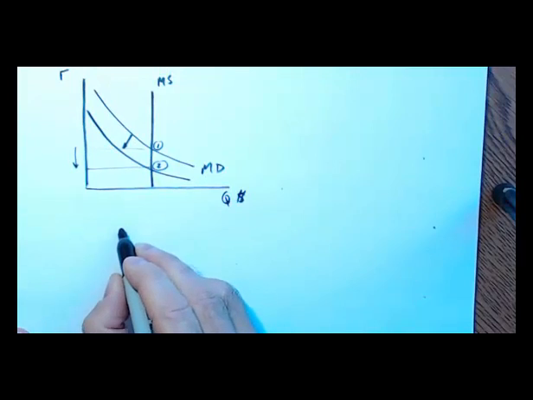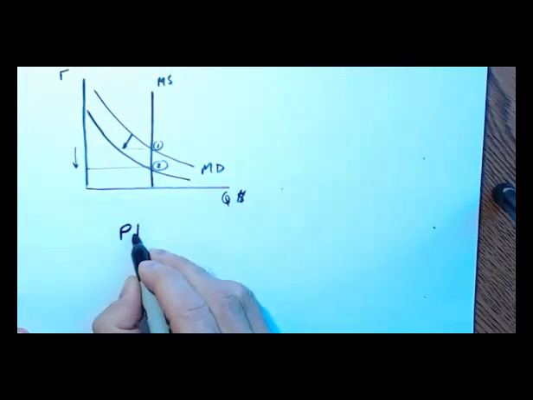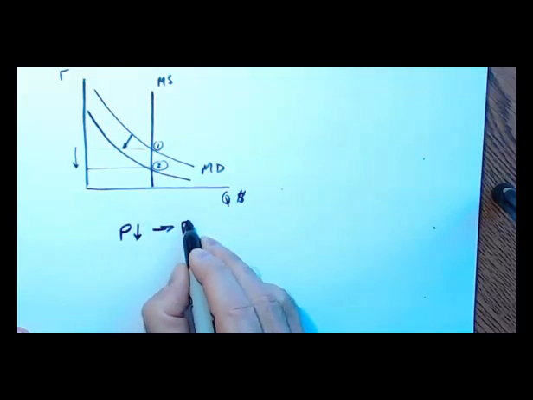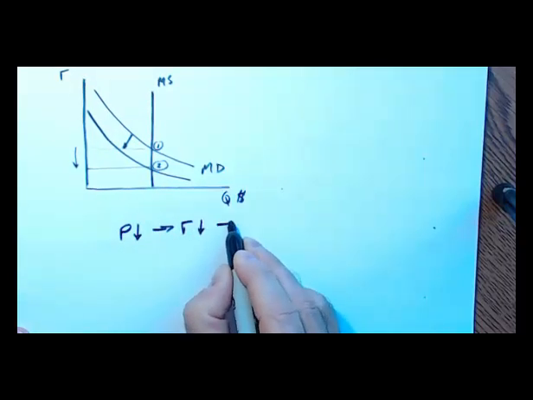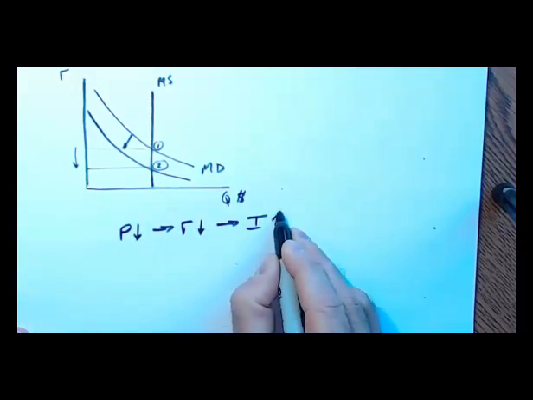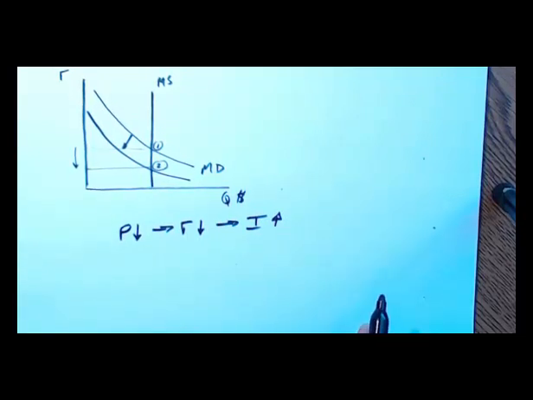So what happens is the aggregate price level falls. That causes interest rates to fall, and that leads to an increase in investment because now it's cheaper for businesses to expand and invest in projects and product lines. So that's the story there. So that's the interest rate effect on aggregate demand.